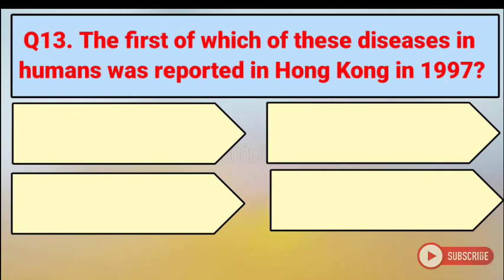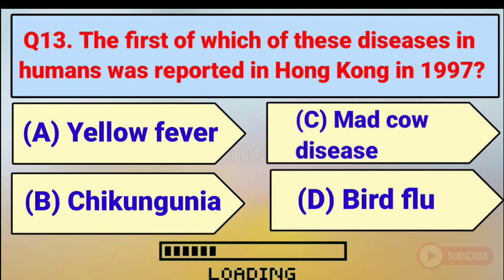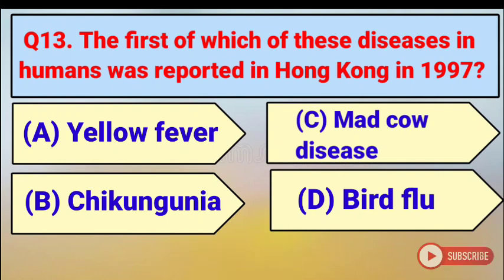13. The first case of which of these diseases in humans was reported in Hong Kong in 1997? Your options: A. Yellow fever. B. Chikungunya. C. Mad cow disease. D. Bird flu. Your correct answer is D.